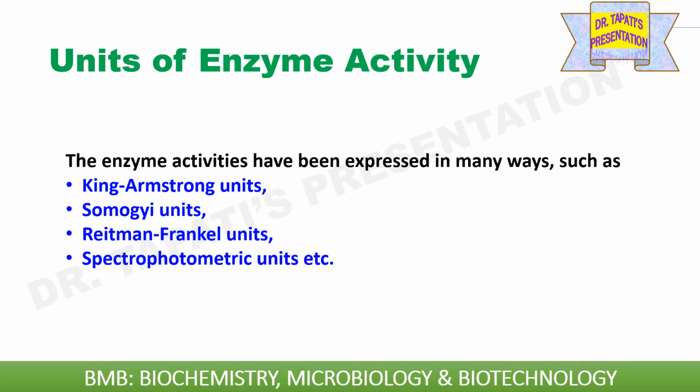Enzymes are not expressed in terms of their concentrations like mg or microgram. They are expressed only as activities. Various methods have been introduced for the estimation of enzyme activities, and they are expressed in many ways, like King-Armstrong units, Sigma units, Reitman-Frankel units, spectrophotometric units, etc. Therefore, in order to maintain uniformity in the expression of enzyme activities, worldwide mostly katal and international units, that is IU, are used to express enzyme activity.